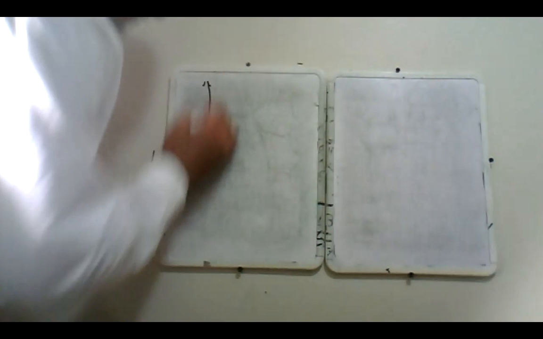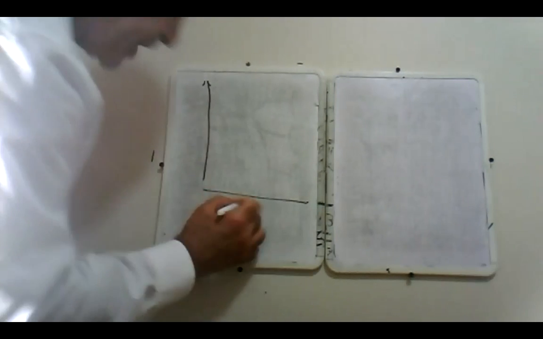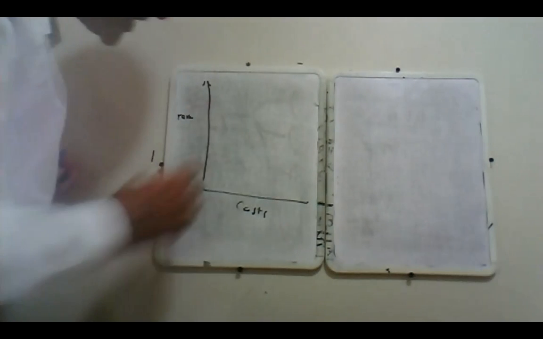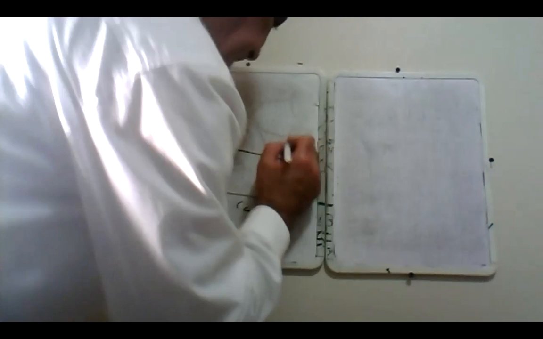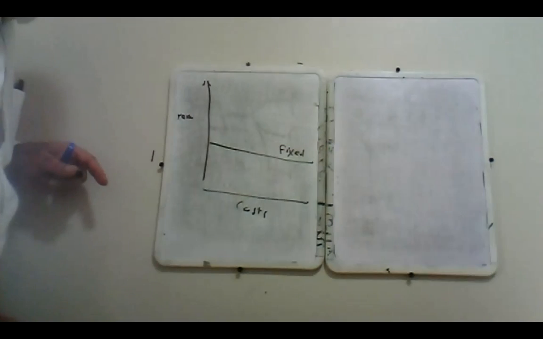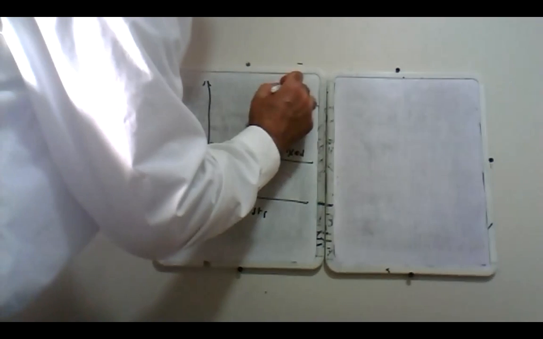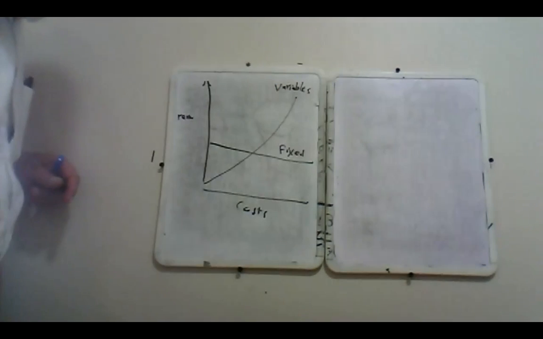So what does the break-even analysis mean? It means that we have revenues, and we have costs. Let's say, as an example, we have something called fixed costs, and we have something called variable costs.